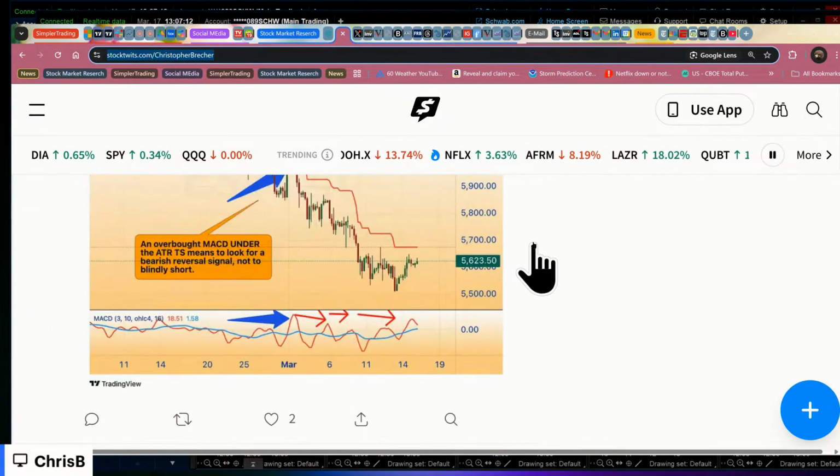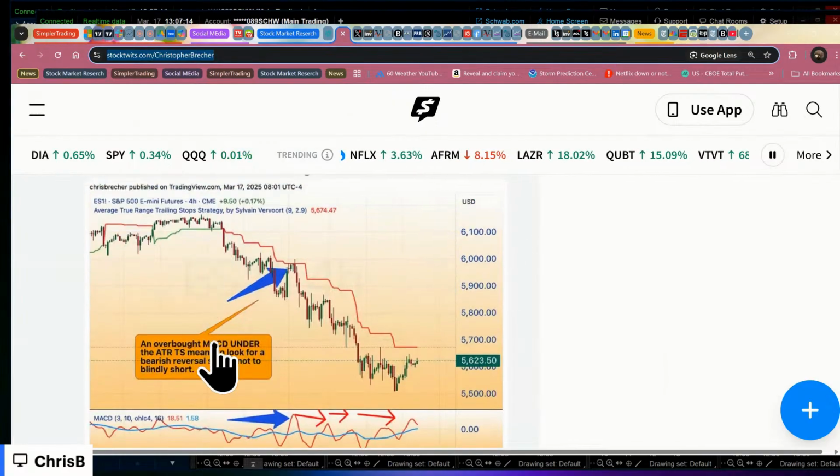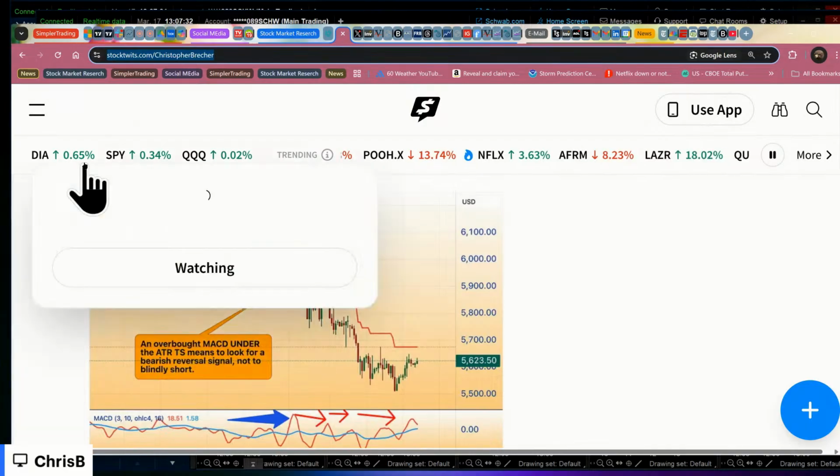there are a few stocks turning the corner, but an overbought MACD under the ATR trailing stop means to look for a bearish reversal signal, not to blindly short. Doesn't mean to buy whatsoever. And that's the next thing. That's what I'm doing in this half hour. I want to show you how to determine the trend.